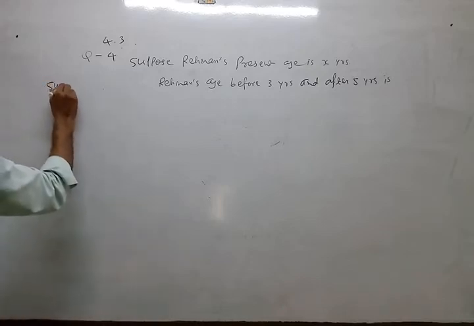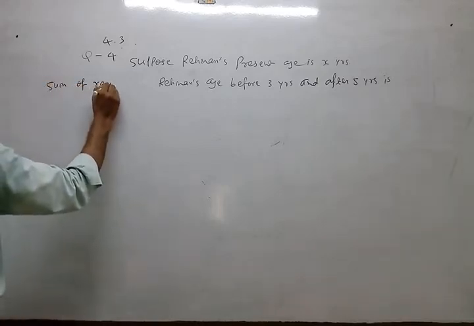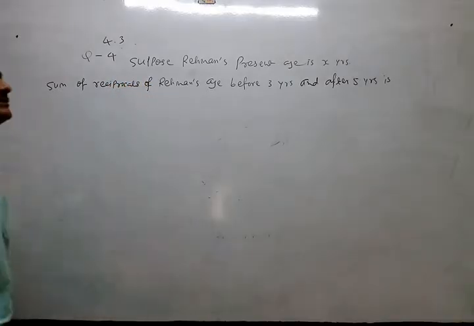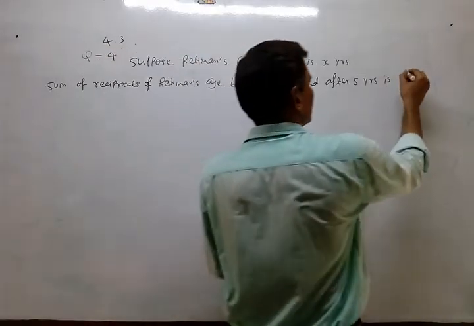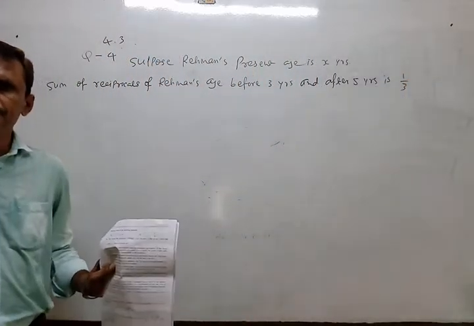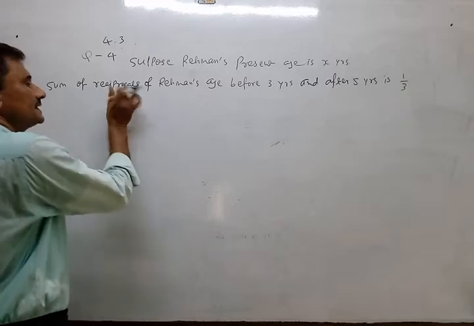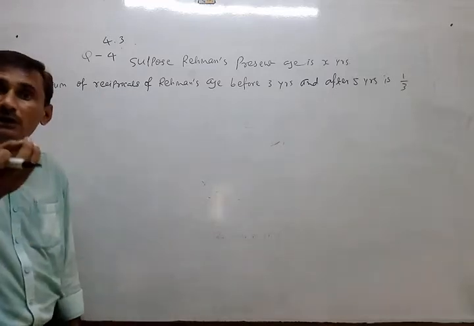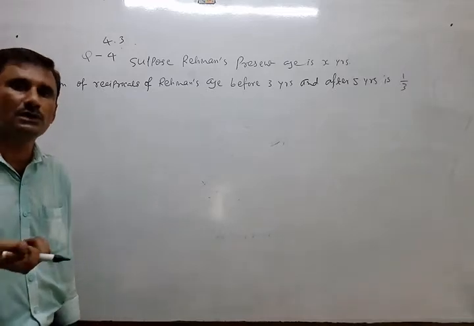Sum of reciprocals of Riemann's age before 3 years and after 5 years is 1 by 3. I just wrote that statement, nothing done. Now reciprocal means 1 upon something, that is called reciprocal.